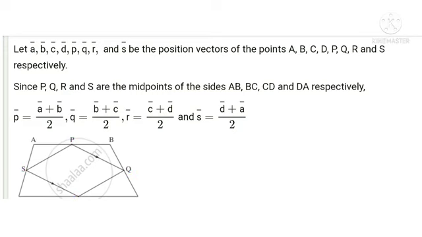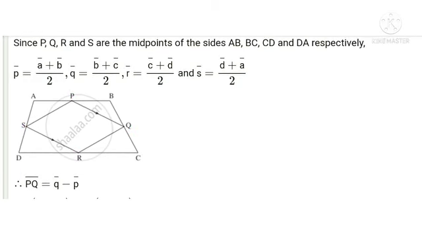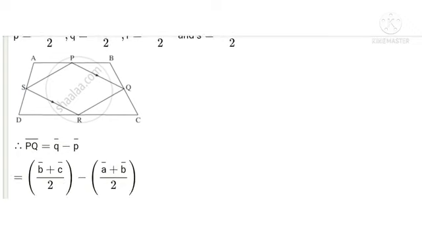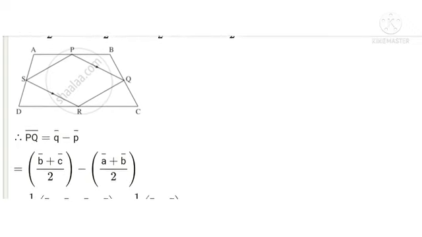So students, from the figure, P is the midpoint of AB, so we write P bar is equal to A bar plus B bar upon 2. Q is the midpoint of BC, so Q bar is equal to B bar plus C bar upon 2. R is the midpoint of CD, so R bar is equal to C bar plus D bar upon 2, and S is the midpoint of AD, so S bar is equal to A bar plus D bar upon 2. Now we have to prove that PQRS is a parallelogram.